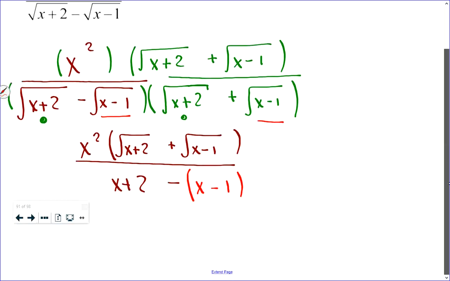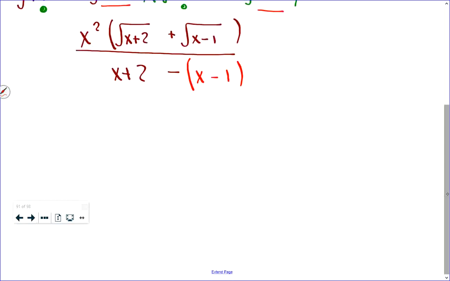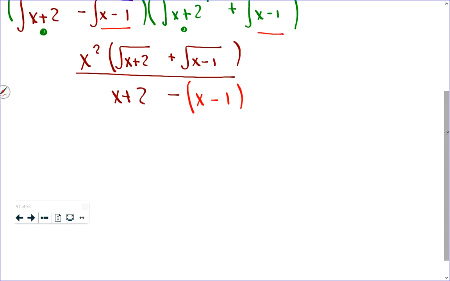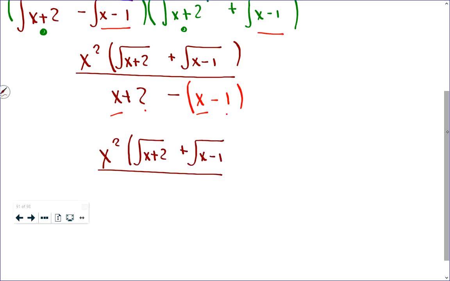The denominator of this becomes 1, which is really fortuitous, lucky for us. x minus x is 0. 2 minus 1. Oh, no, it doesn't become 1. It becomes 3, doesn't it? 2 minus negative 1 is 3. So I'm left with x squared, and then root x plus 2 plus root x minus 1, and this is over 3. It would be over 1 if I forgot the brackets. Any questions with that example?